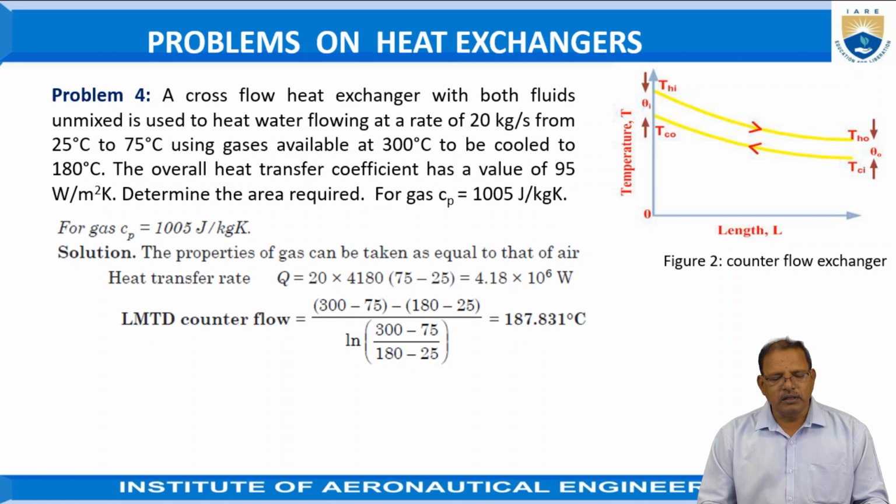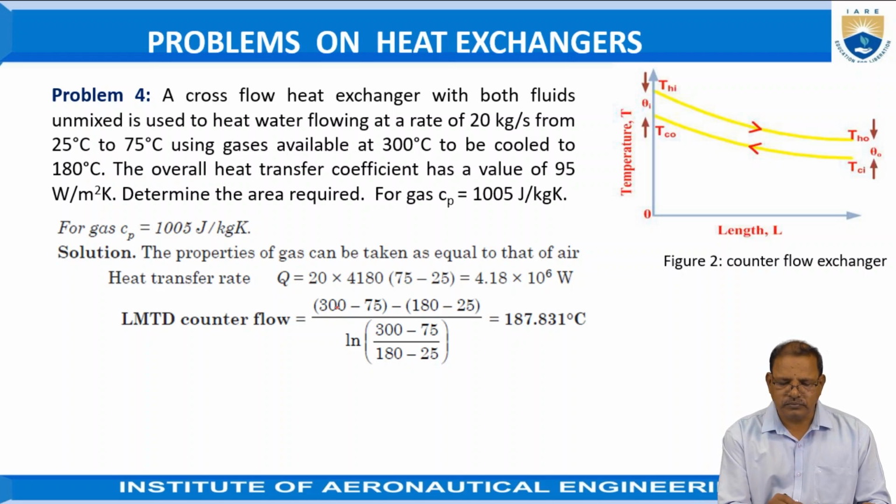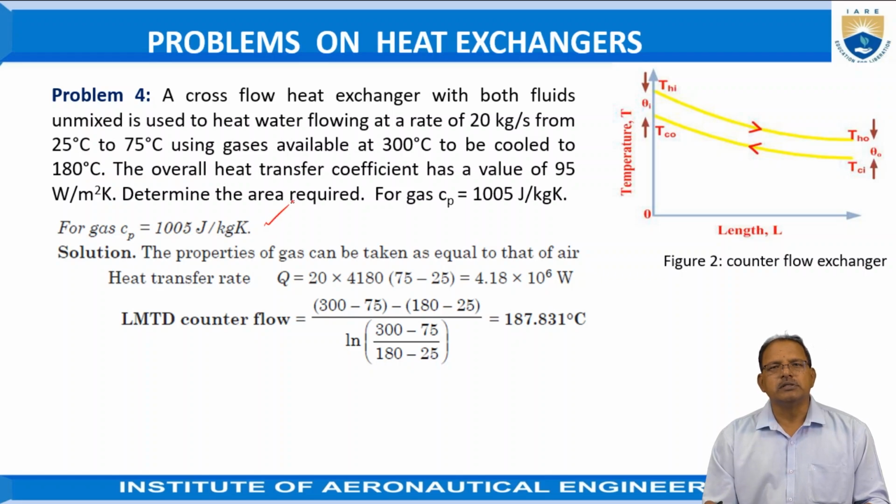Problem number 4. A cross-flow heat exchanger with both fluids unmixed is used to heat water flowing at the rate of 20 kg per second from 25 degrees centigrade to 75 degrees centigrade, using gases available at 300 degrees centigrade to be cooled to 180 degrees centigrade. The overall heat transfer coefficient has a value of 95 watts per meter square per degree Kelvin. Determine the area required. For gas, Cp equals 1005 joules per kg per degree Kelvin.